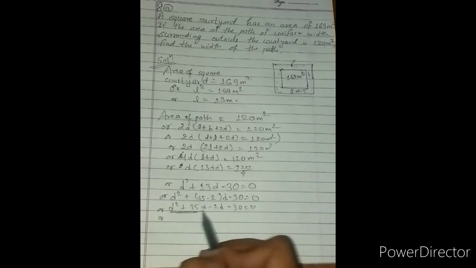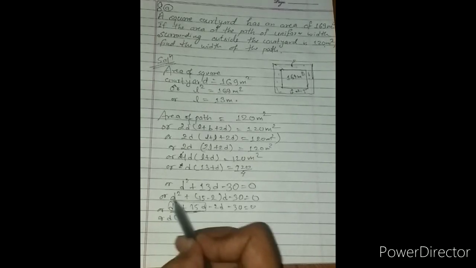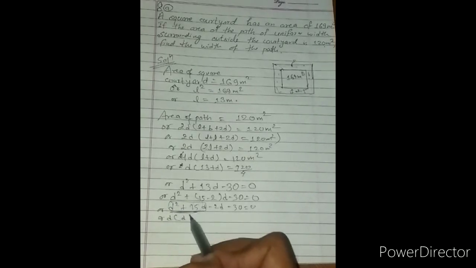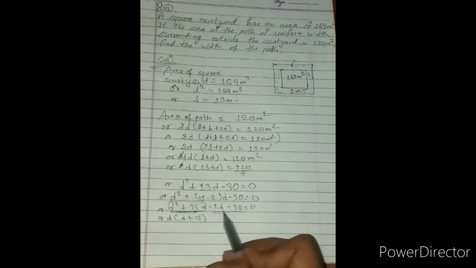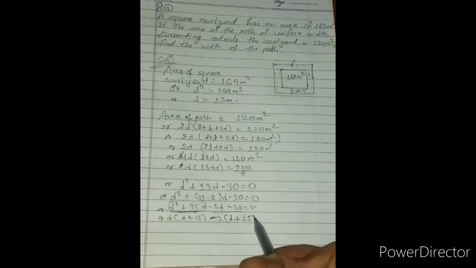Now from these two, what is common? D is common, so what is left here? D, and then here plus 15. Similarly from these two, what is common? D is not there, but 2 15s are 30, so minus 2 is common. Plus minus, minus minus, plus minus, that's why when we take minus common, we have to change the sign. 2 15s are 30.